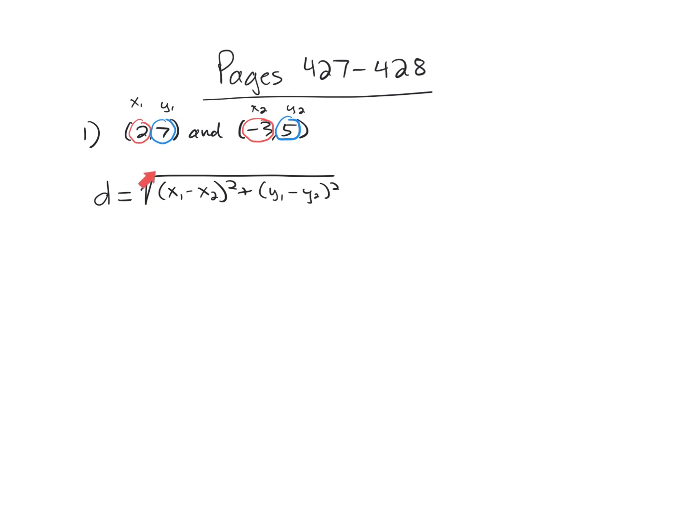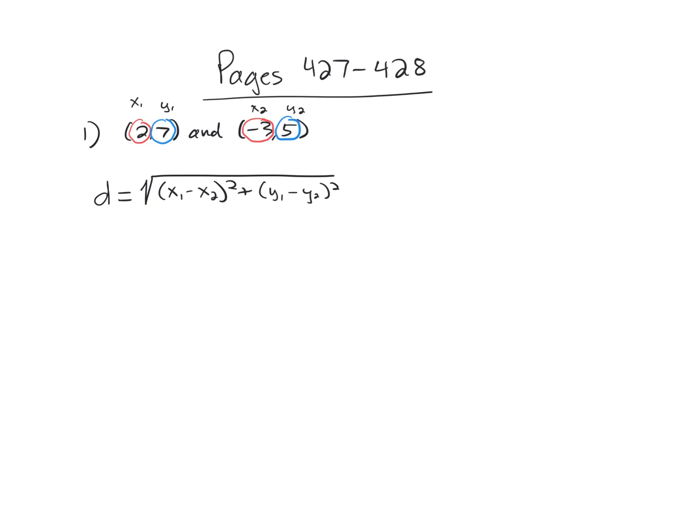Now you can take your points and label them x1, y1, x2, y2, but what I really like to do is think of it as you subtract the x's and square it. Subtract the y's and square it. Add those two numbers together and take the square root.